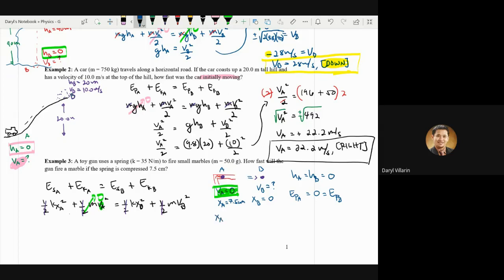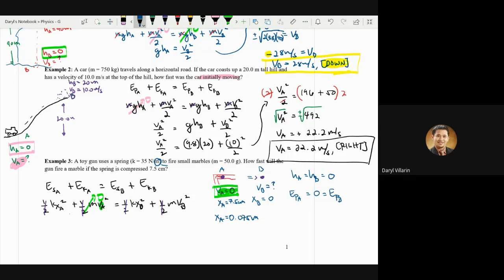For k, we use newton per meter. So this tells you that the distance should be in meter. Therefore, I need to convert that to meter to be consistent with my units. All distances must be in meters. So this is now 0.075 meter. Again, x_a is equivalent to 0.075 meter because you're compressing.